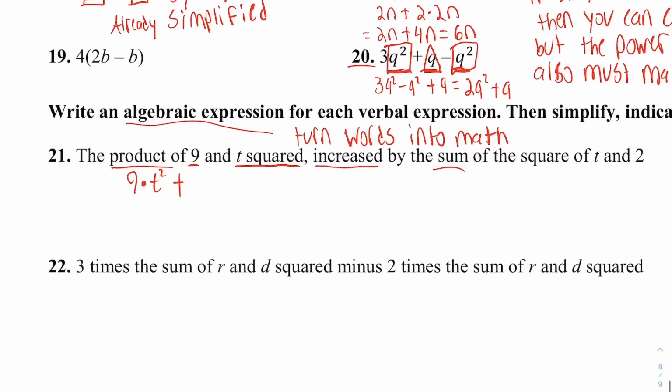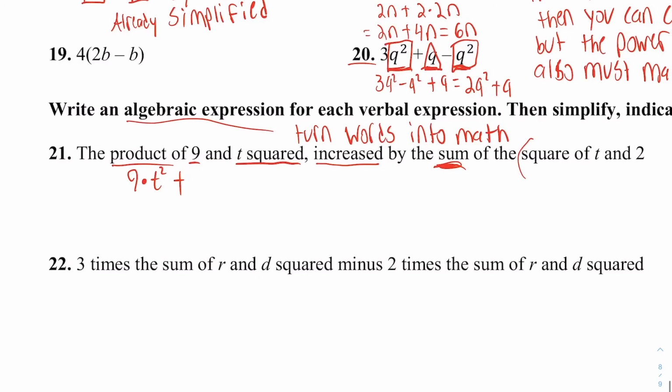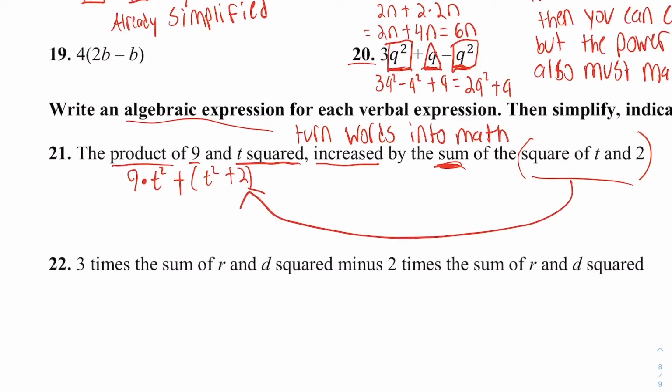The sum, so what I'm going to be adding together is, this sum means these two things are adding together. So I'm going to be adding to this the sum of t squared and 2. So I'm adding t squared plus 2 onto 9 times t squared.